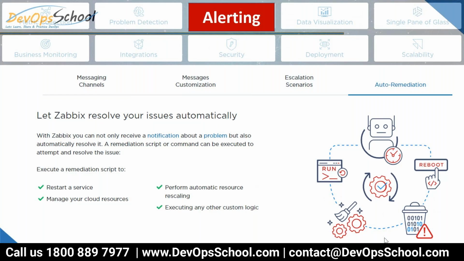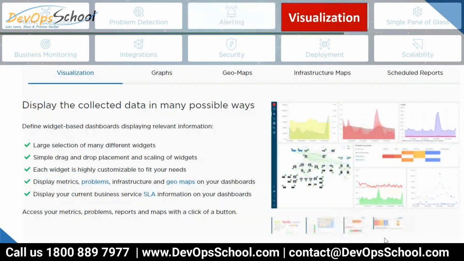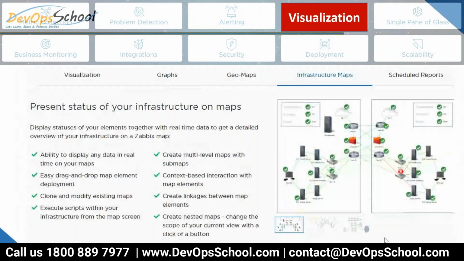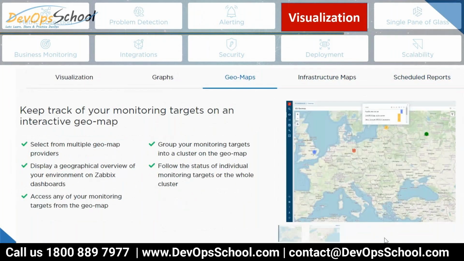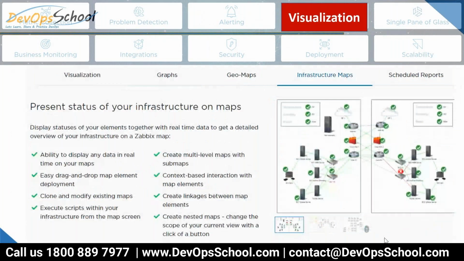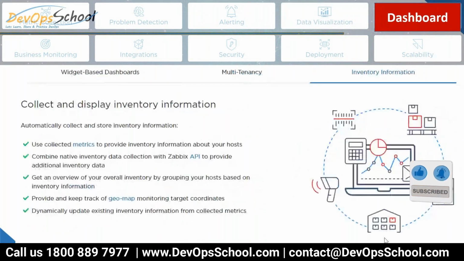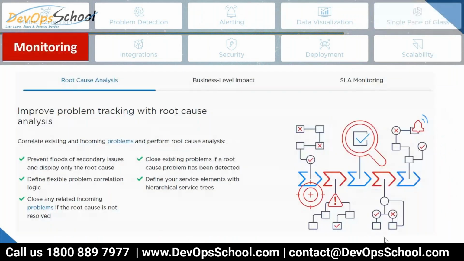So that is done. In Zabbix, you have great visualizations also, lots of graphs, geomaps, infrastructure maps, reports, and dashboards. All these things you will be able to create through Zabbix. So visualization means dashboard, graph, geomaps, infrastructure maps, and reports. All these things you will have in one place. This is a web-based dashboard, multi-tenancy dashboard, and inventory information dashboard. All this kind of dashboard you can create.